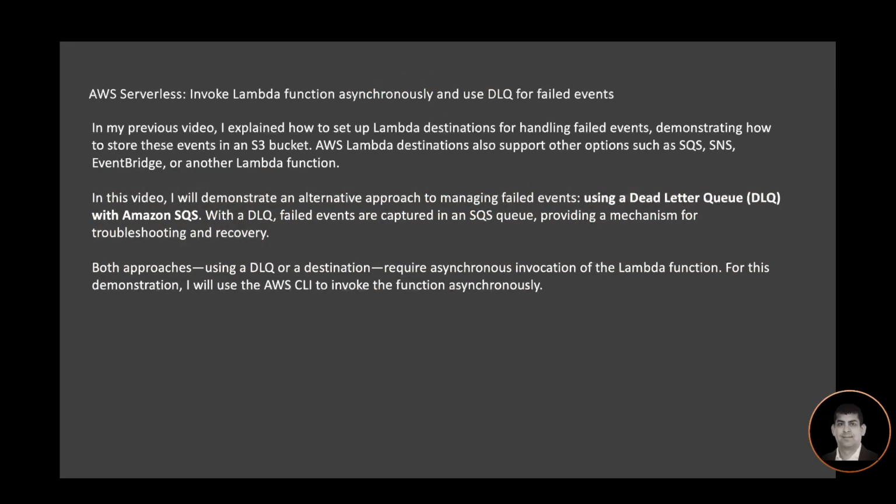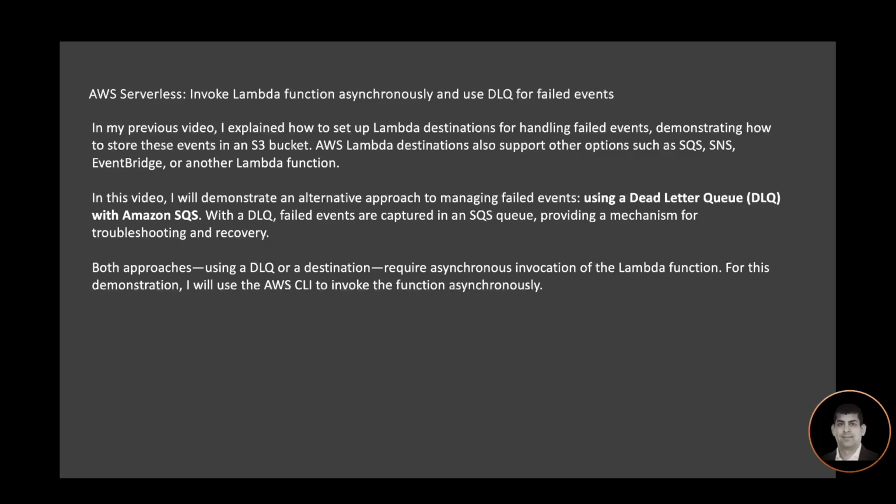In my previous video, I explained how to set up Lambda destination for handling failed event, demonstrating how to store these events in an S3 bucket. AWS Lambda destinations also support other options such as SQS, SNS, EventBridge, or another Lambda function. In this video, I will demonstrate an alternative approach to managing failed events using a dead letter queue with Amazon SQS. With a DLQ, failed events are captured in an SQS queue, providing a mechanism for troubleshooting and recovery.